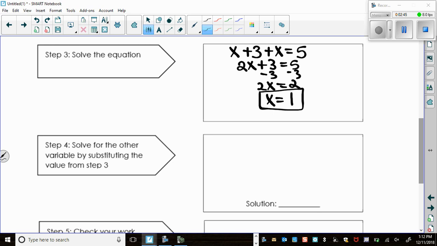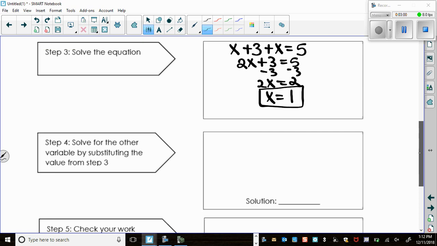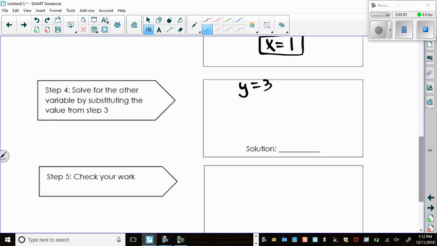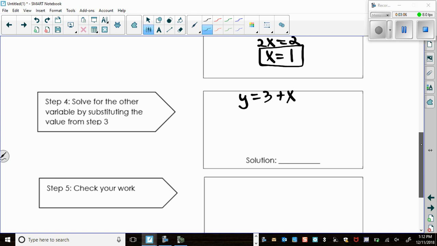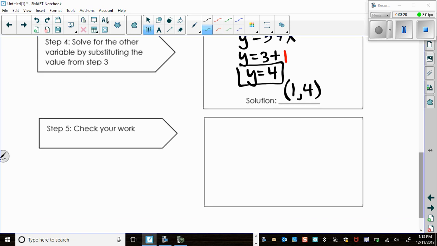So x equals 1, I'm going to substitute into the second equation because it's already solved. Y is already by itself, so if I plug in that 1, I'll easily get my y value. So y equals 3 plus x. I found that x equals 1. I'm going to put that into my equation. So my y value equals 4. So what I'm going to do now is put it into my ordered pair: 1, 4. The last step that you want to do is check your work.